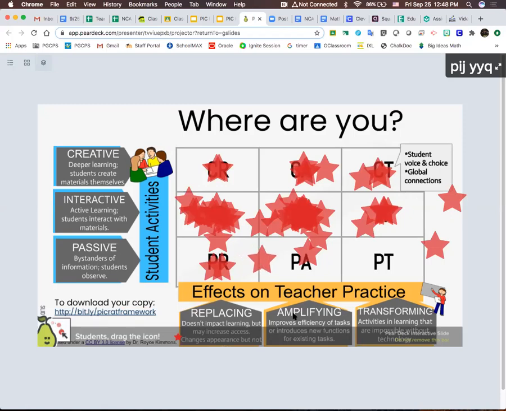And then amplifying for sure, because I think online you're way more efficient. Students don't have to write things by paper anymore. They can just drag dots just like we did on this slide. So I think there's a lot of perks. I definitely want to get to the transforming.